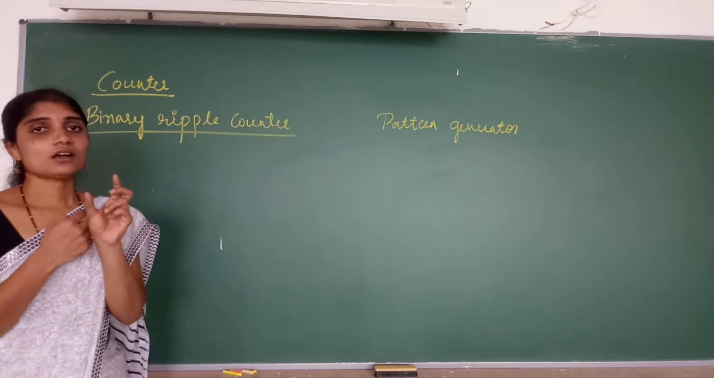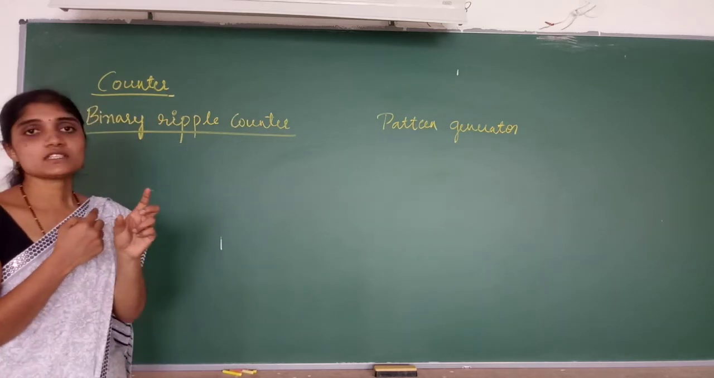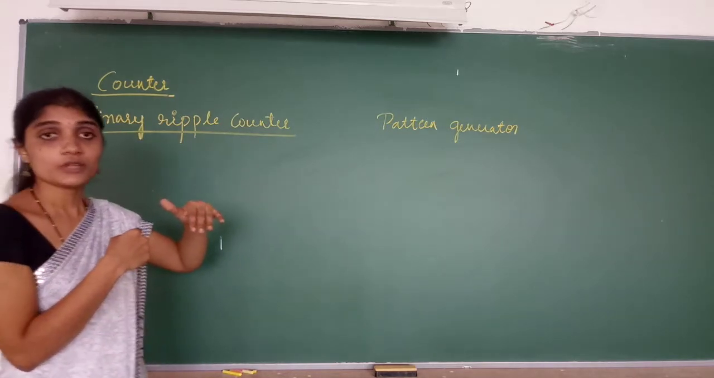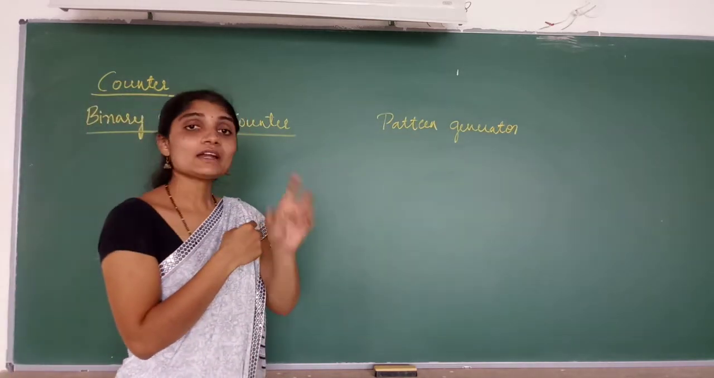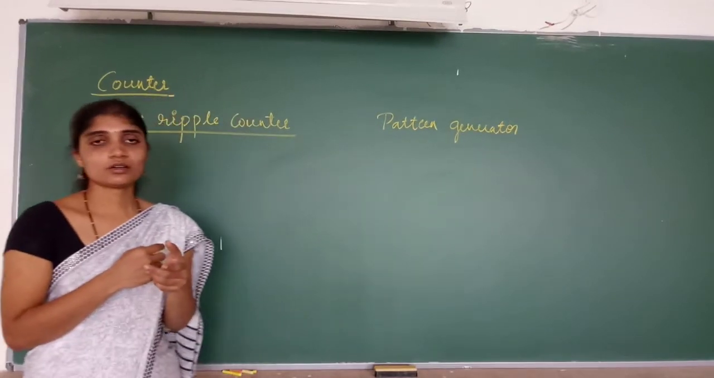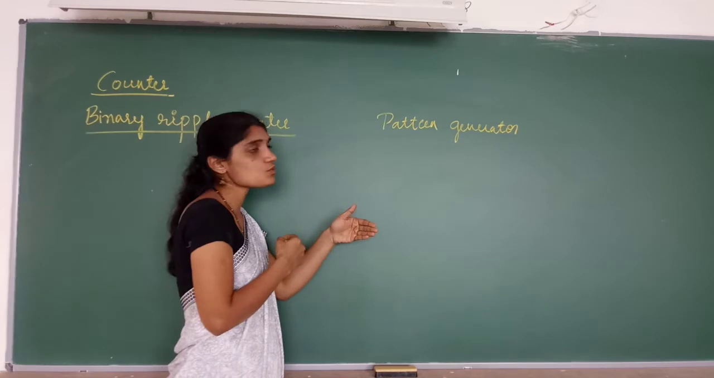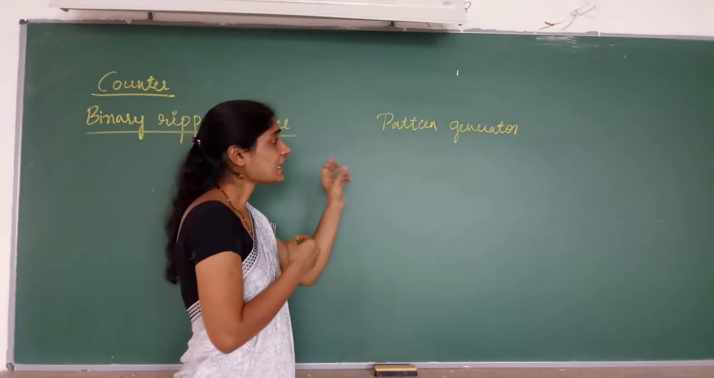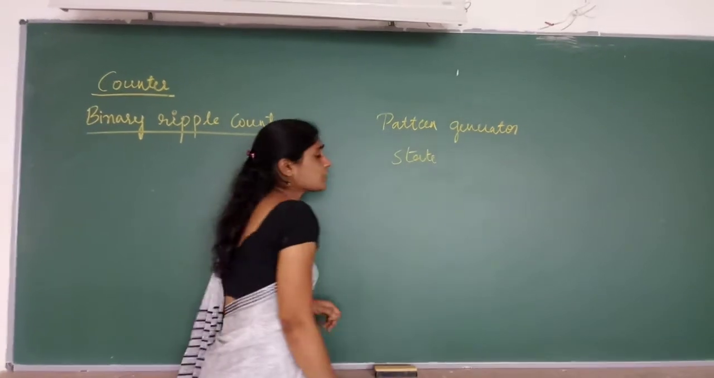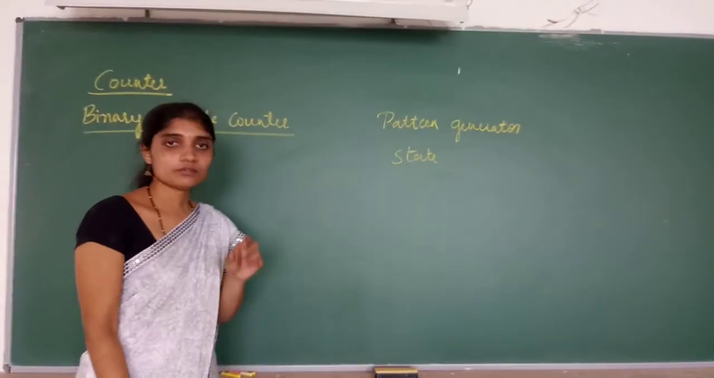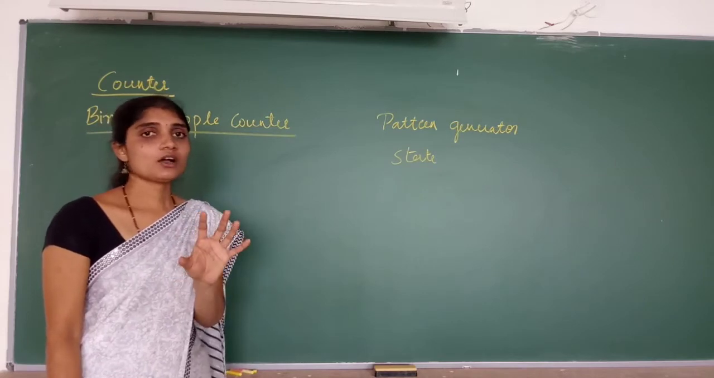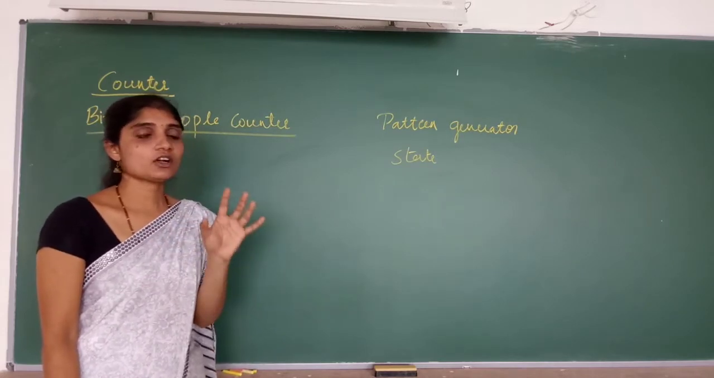Whatever is saved in the counter, or whatever we get from the counter, is called a pattern. So a counter is nothing but a pattern generator. And the different patterns we get from the counter are called states. What is the state of a flip-flop? If the flip-flop is storing 1, we call the state 1. If it is storing 0, we call the state 0.